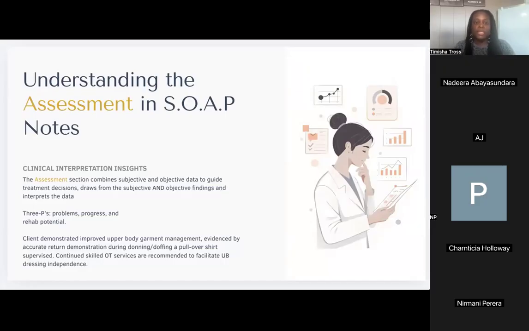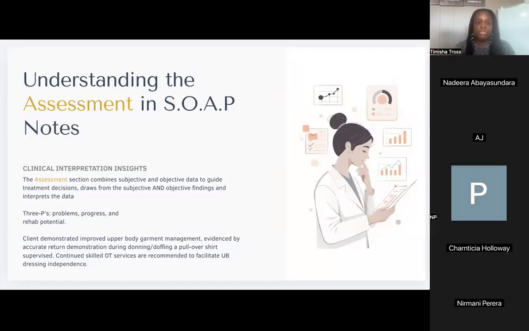Okay. So the next one, assessment. Assessment is really combining your subjective and your objective data to guide your treatment decisions. So now you're really looking at the findings and interpreting the data. There are three P's you want to think about. What was the problem, what's the progress they've made through that problem, and what is their rehab potential? Okay, so here's an example of that.